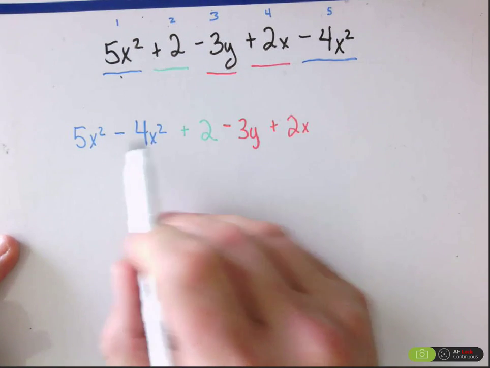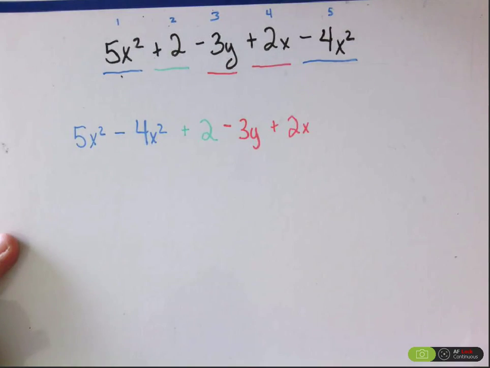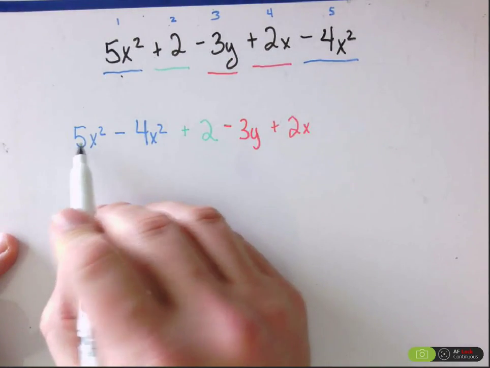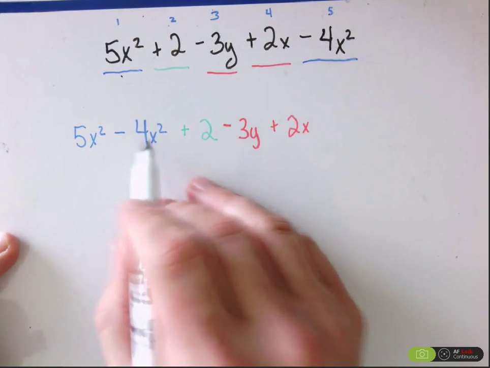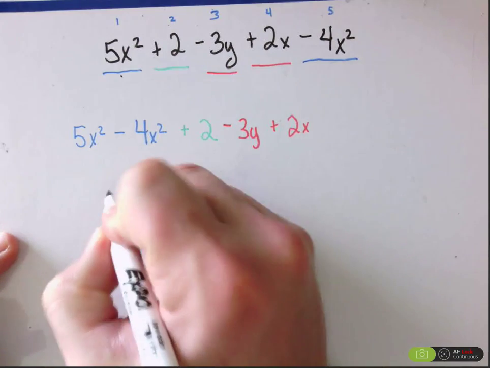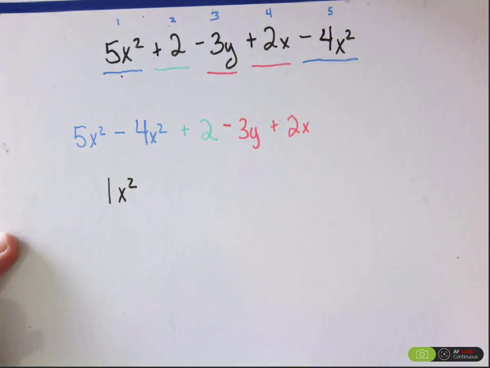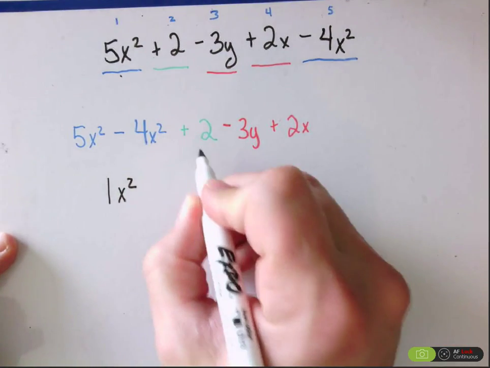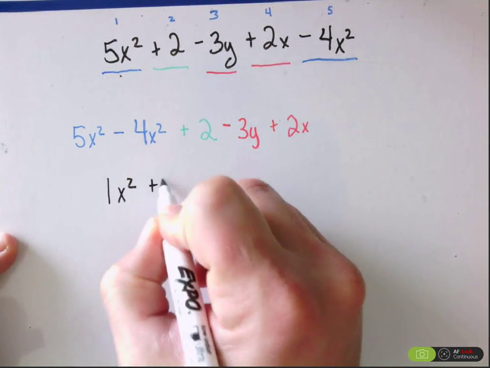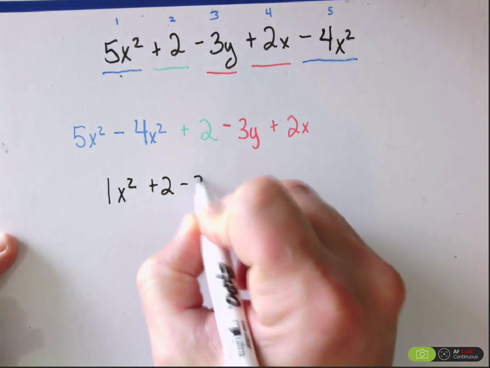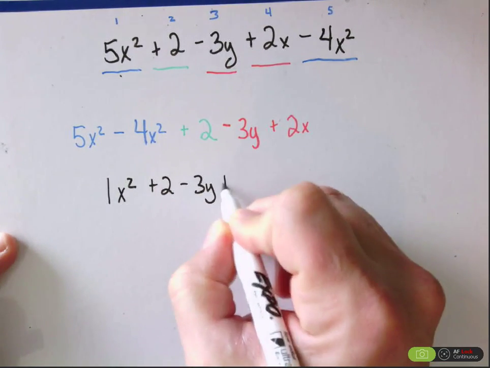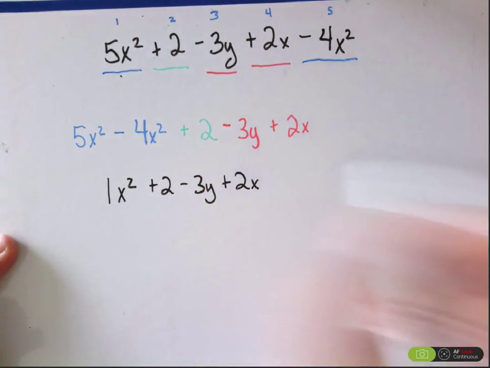5x squared minus 4x squared. Okay, that's 5x squareds, and I'm taking 4x squareds away, so I'm left with 1x squared left over. The rest of this I can write down. There's nothing to combine. Plus 2 minus 3y plus 2x.